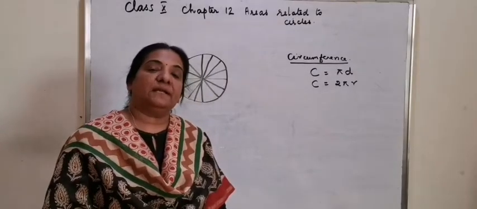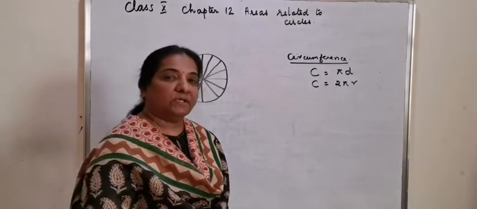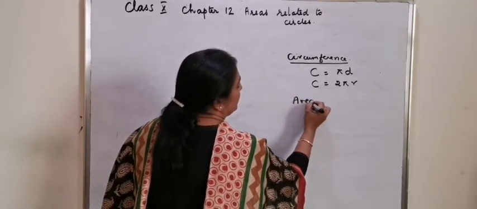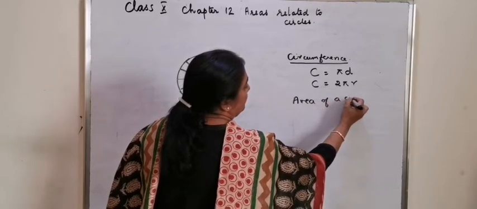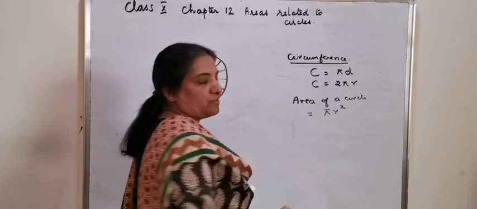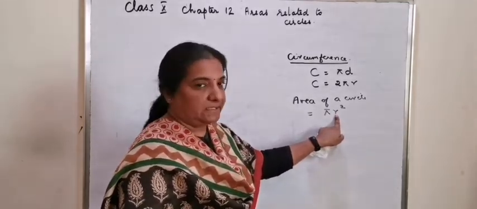The second formula derived is the area of a circle. What is the area of a circle? The area of a circle is the same as pi into r square, where r defines the radius of the circle.